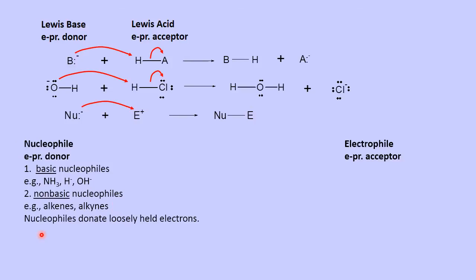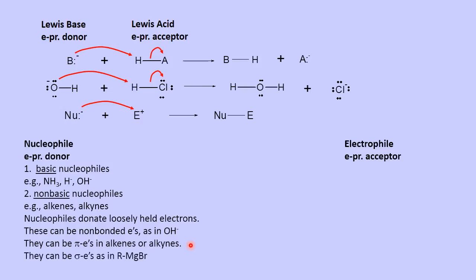So nucleophiles donate loosely held electrons. These can be non-bonded electrons, as in the case of hydroxide or hydride or ammonia. They can be pi electrons, as in the case of alkenes and alkynes. And they can even be sigma electrons, as for example in a compound like this, an alkyl group magnesium bromide. This is called a Grignard reagent. You'll use it in later organic classes.